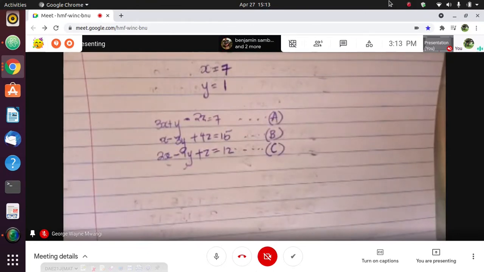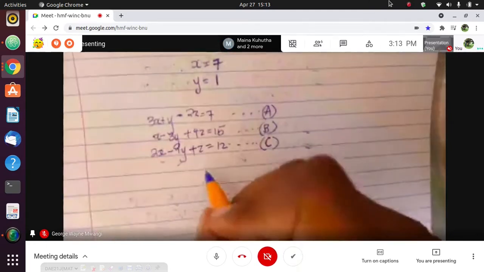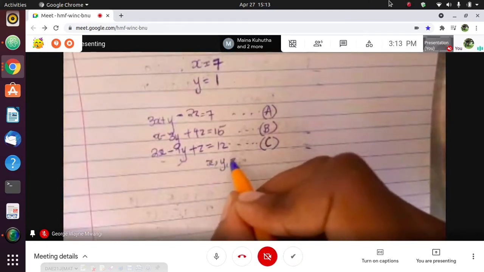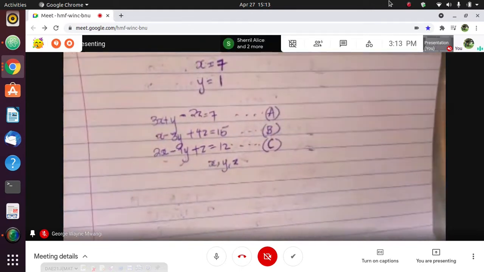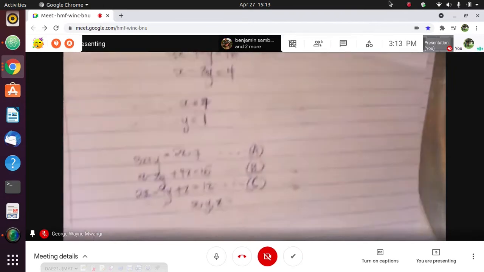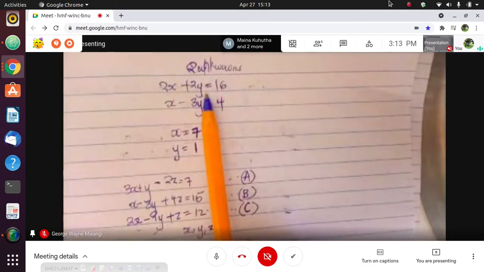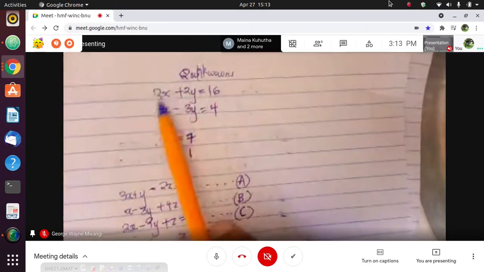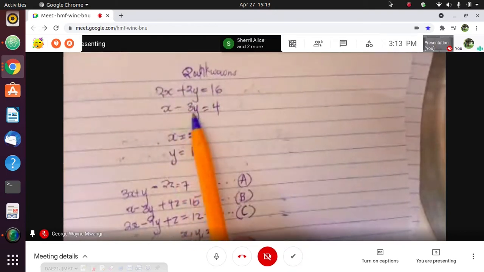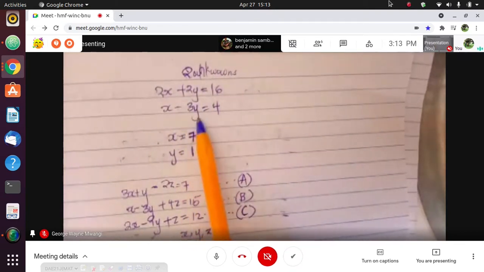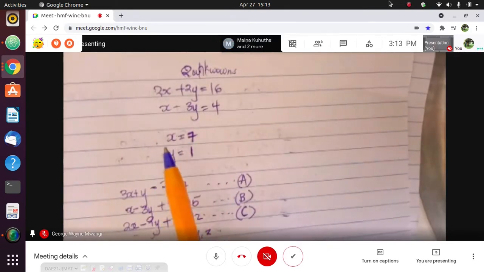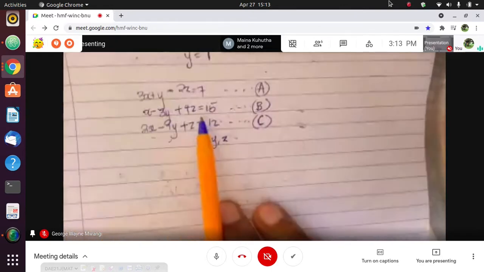Now we are told to solve for these unknowns, x, y, and z, using the method of elimination. We will still use the same concept that we used in the equations with only two unknowns. We will eliminate variables to be left with one variable. When we are left with one variable, we solve for that variable. Once we solve for it, we replace it in one of the initial equations to get the other variables.